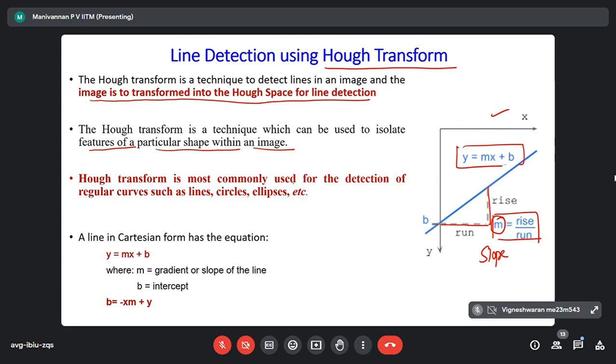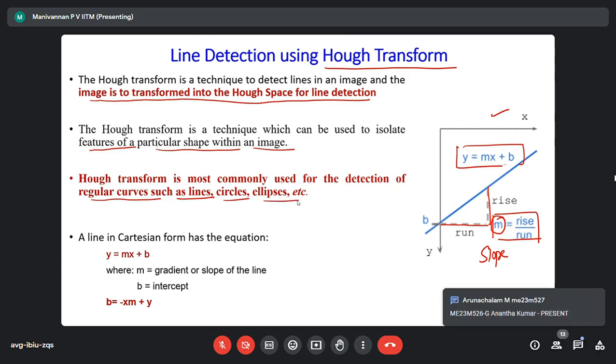Hough transform is the most commonly used method for detection of regular curves such as lines, circles, ellipses. Anything can be detected with the Hough transform. Here we are talking about finding a straight line fit between 2 points.